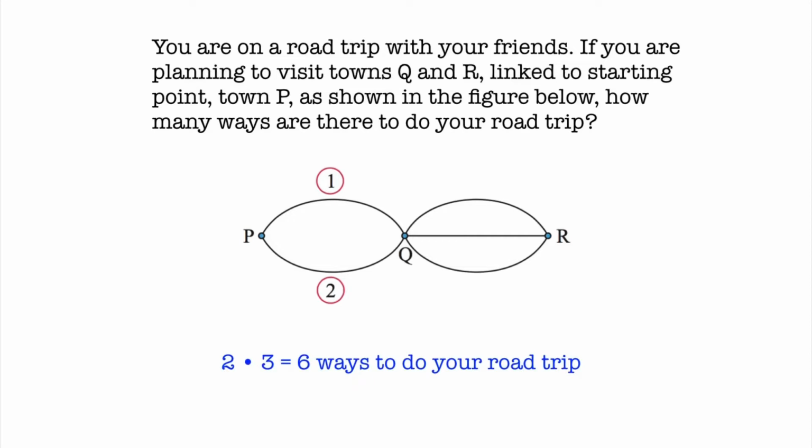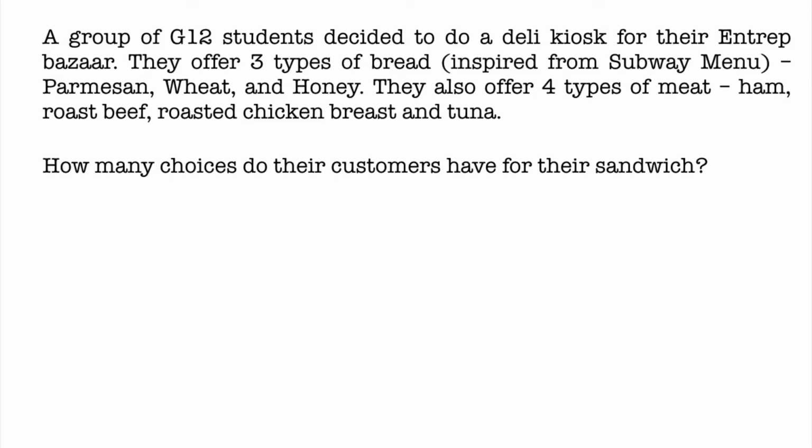Since there are 2 ways to go from town P to Q and 3 ways to go from town Q to R, then there are 6 ways to do the trip. There are 3 ways to choose the bread and 4 ways to choose the meat, so there are 12 choices for the sandwiches.